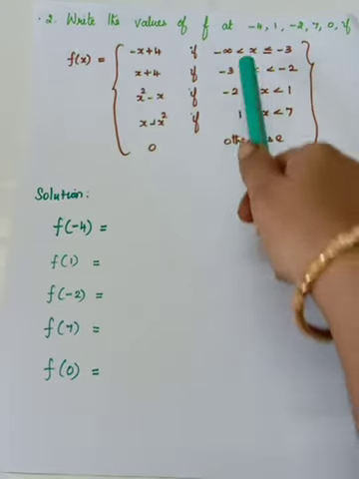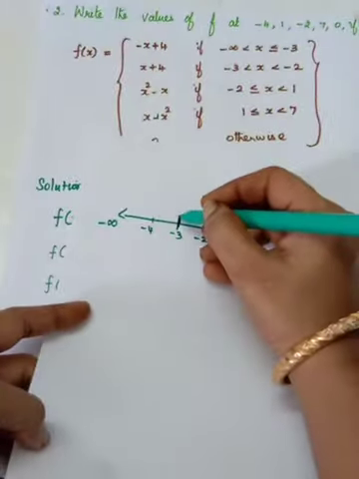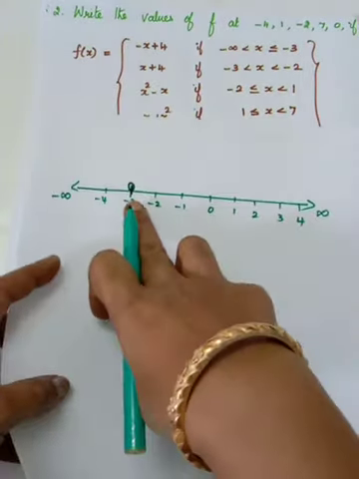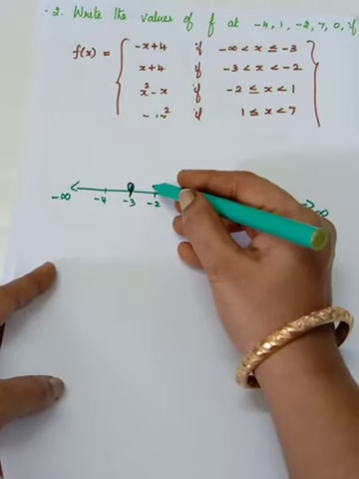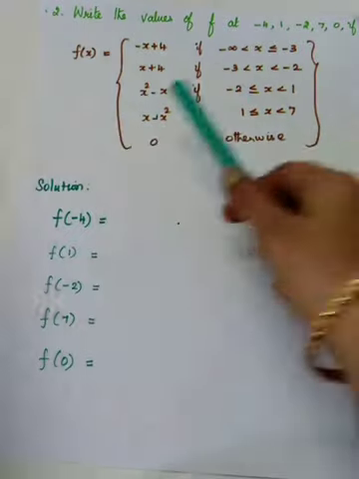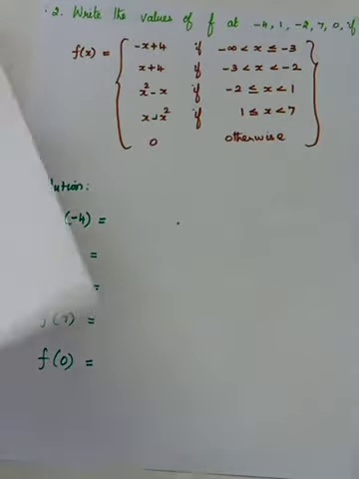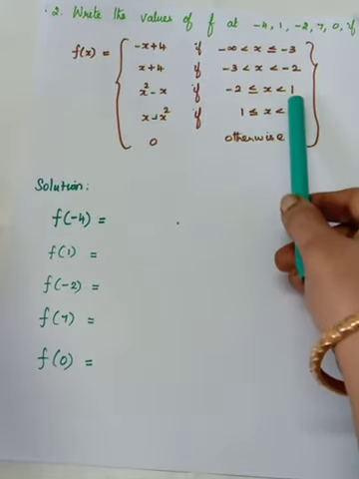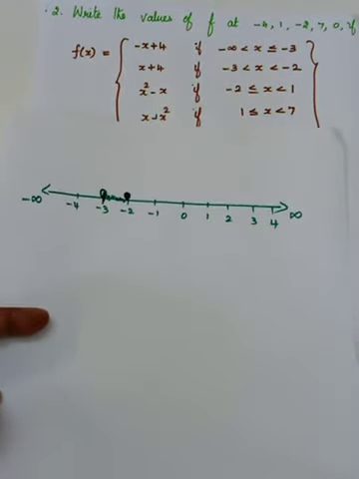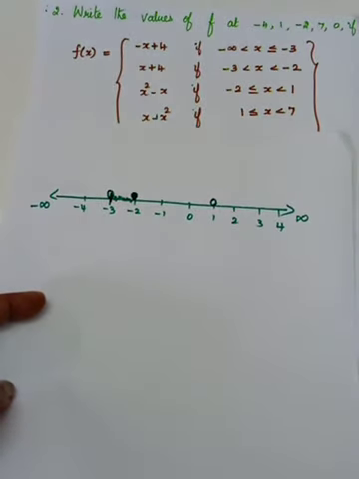In the same way, we have minus 3 less than x less than minus 2. Minus 3 is not included for the second one, so you put an unfilled circle, and minus 2 is also not included. Between these values of x, f of x is x plus 4. Next, minus 2 less than or equal to x less than 1. Minus 2 is included here, so you use a filled circle on minus 2, and 1 is not included, so an unfilled circle has to be used.